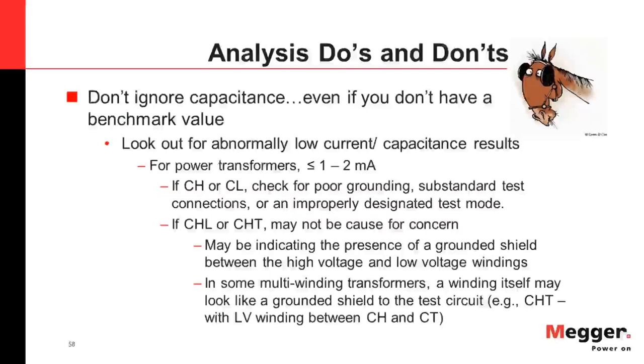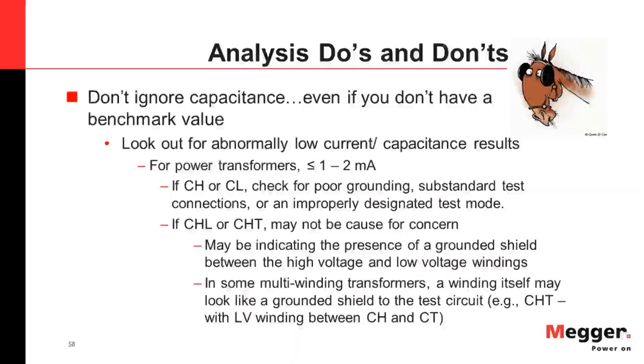What it may be indicating is that you have a grounded shield, in the case of CHL, between the high voltage and low voltage winding. And in some multi-winding transformers, the winding itself may look like a grounded shield to your test circuit. So for example, if I'm trying to measure CHT, high to tertiary, on a 3-winding transformer, with the low voltage winding sandwiched between the CH winding and the tertiary winding, it could definitely lend itself to a low current value like 1 to 2 milliamps, and therefore a low capacitance value as well.